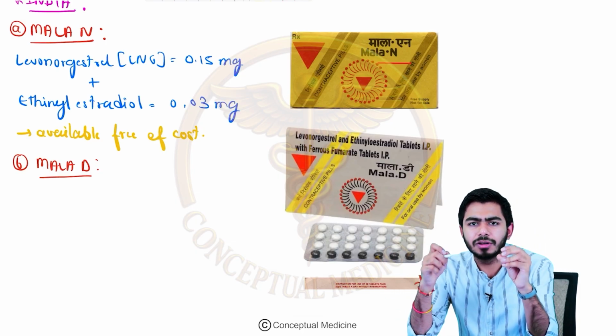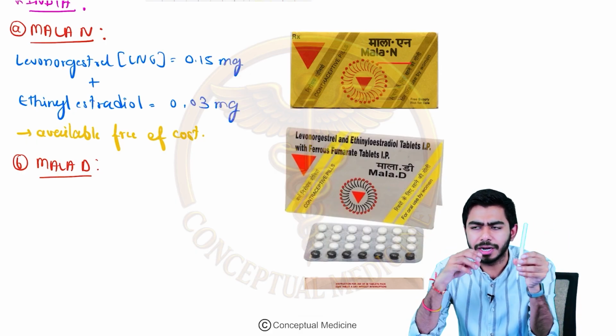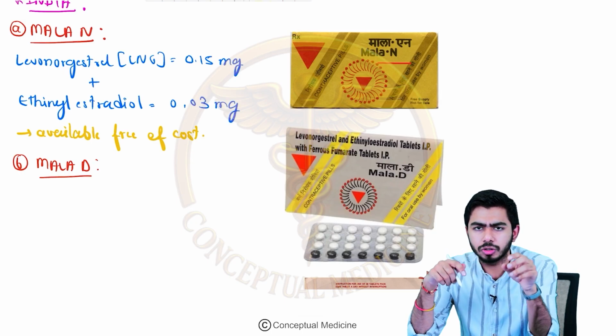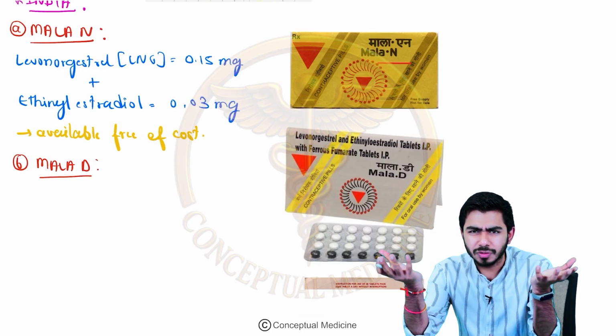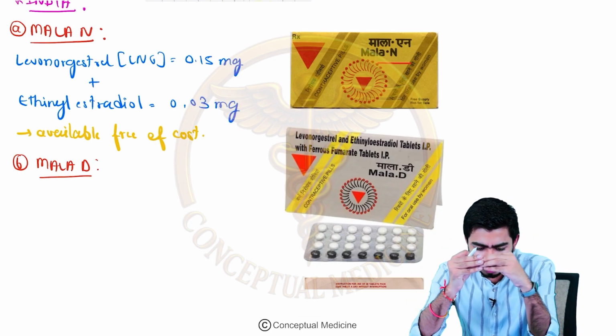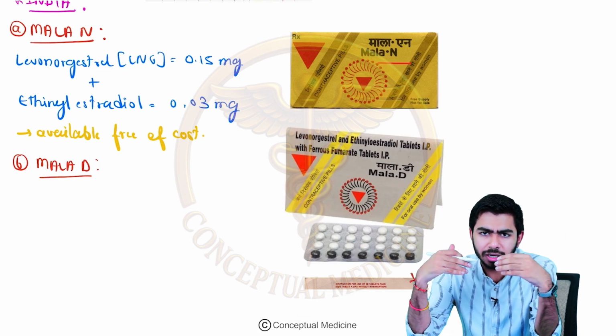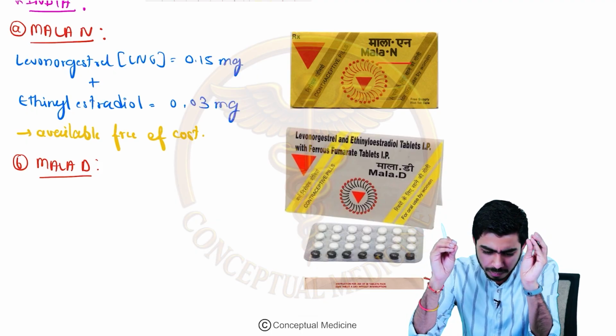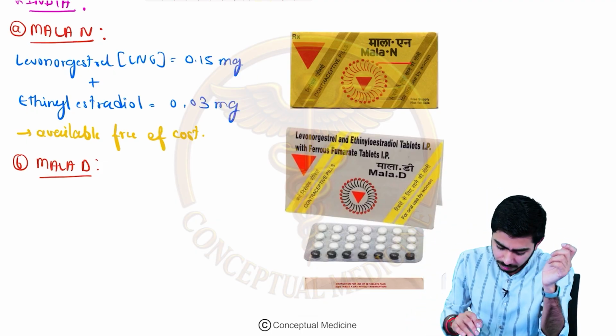The Mala D is actually given to the ASHA, and ASHA will be giving it to the people at the cost of rupee 1, right? That is a negligible cost only. So that is the basic difference between Mala N and Mala D. Mala D will be given to the ASHA, and ASHA will be providing it at the cost of rupee 1. Okay, so that is the Mala D basically, and the combination will be same.